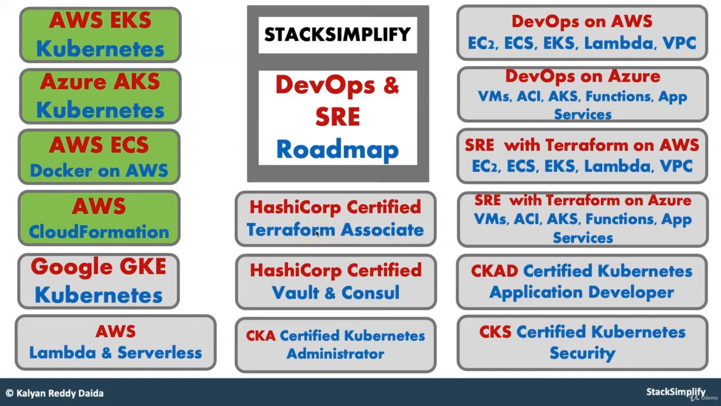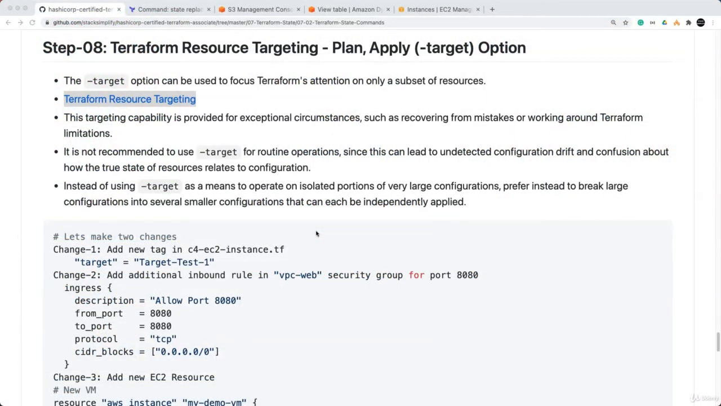Welcome back. In this lecture, you are going to understand Terraform resource targeting using the -target option for the terraform plan and apply commands. The -target option can be used to focus Terraform's attention on only a subset of resources. This targeting capability is provided for exceptional circumstances only, such as recovering from mistakes or working around Terraform limitations. It is not recommended to use -target for routine operations, since this can lead to undetected configuration drift and confusion about how the true state of resources relates to the Terraform configuration.